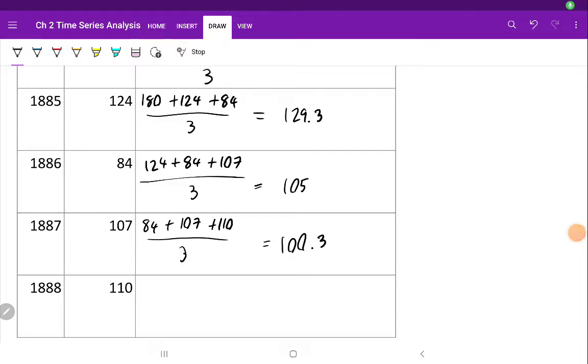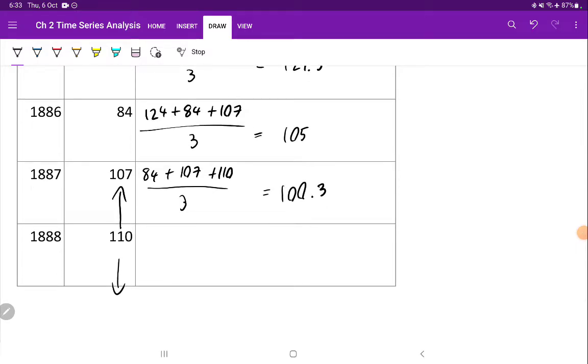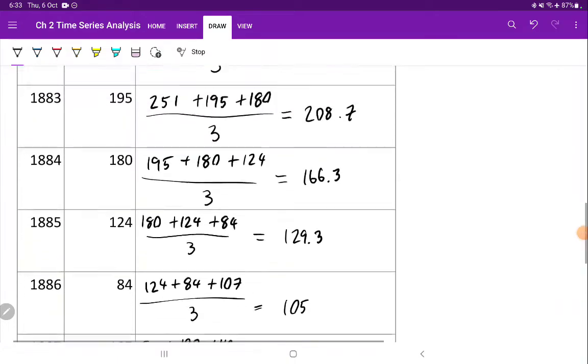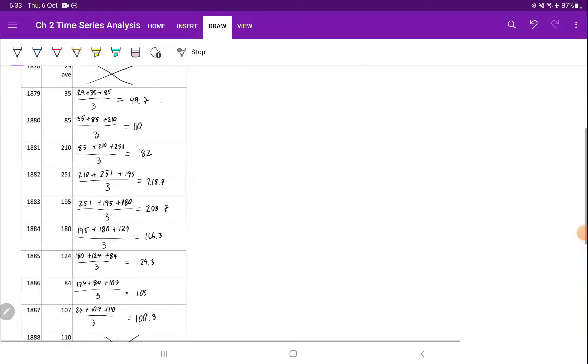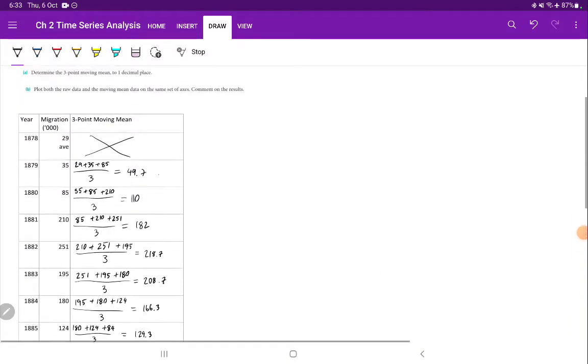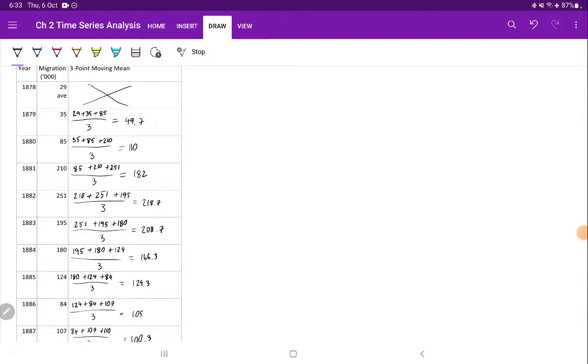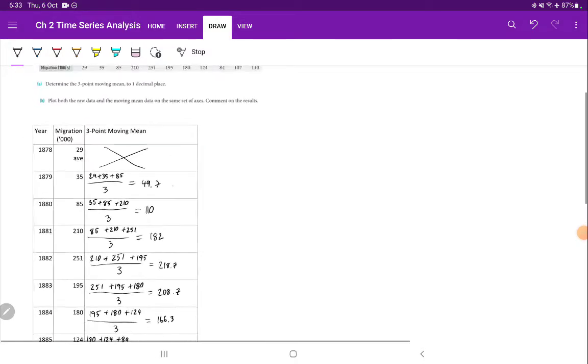Alrighty, so we've just finished 1887, and now we get up to 1888, and we run into the same problem we had before. Right at the start, there's a number above it, but there's no number below it. This is the last one. And so with the 3-point moving mean, you always end up with this situation where the first and the last number are never going to be there. They're always going to have disappeared.